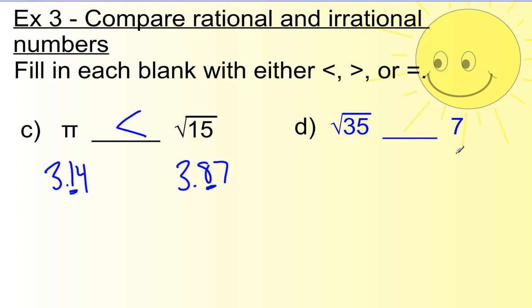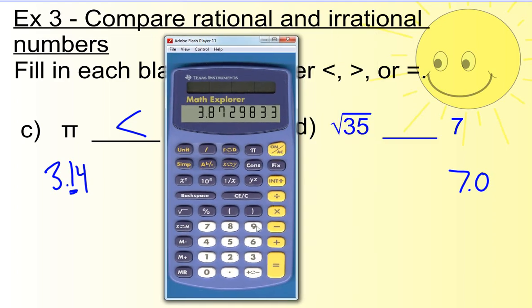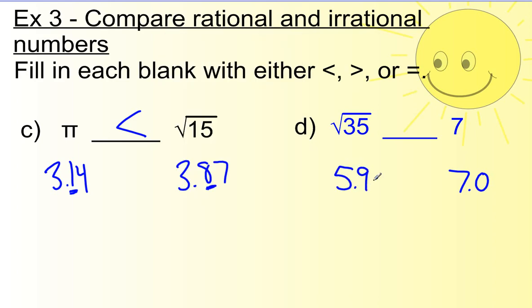Alright, so 7 is simple. It's just 7.0 if you're trying to write it as a decimal. 35, 5.91. So comparing those two is now easy. 5.9 is going to be less than 7.0 because 5 is less than 7. So it opens towards the bigger number.